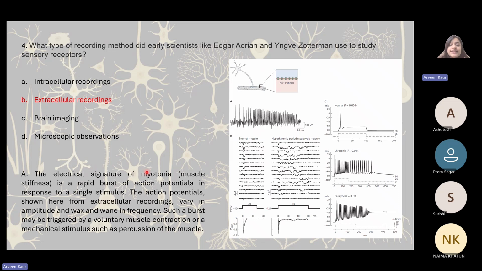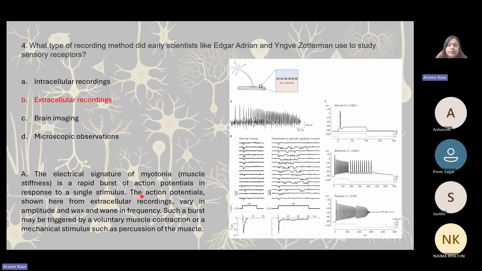The electrical signature of myotonia. What is myotonia? It is muscle stiffness, or even spasming of muscles, sometimes referred to as myotonic. It is a rapid burst of action potentials in response to a single stimulus, and that is why spasming occurs. What is spasmic? It is a contracted state which is not voluntary. There is involuntary contraction that sometimes occurs.